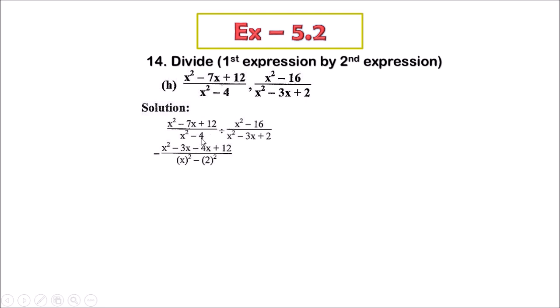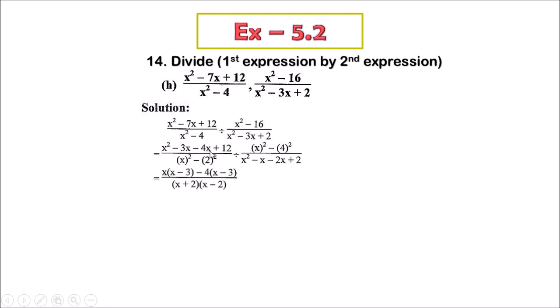We can use here the factor formula of a square minus b square. So here we write x square minus 2 square, and the division sign after that. In the numerator, x square minus 4 square, and here we can write the middle term factors this way: x square minus x minus 2x plus 2. If you add them, you will get minus 3x. If you multiply them, you will get 2.